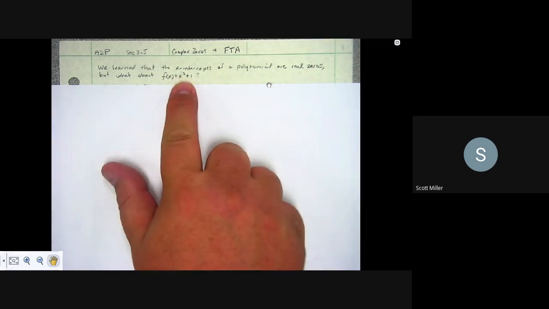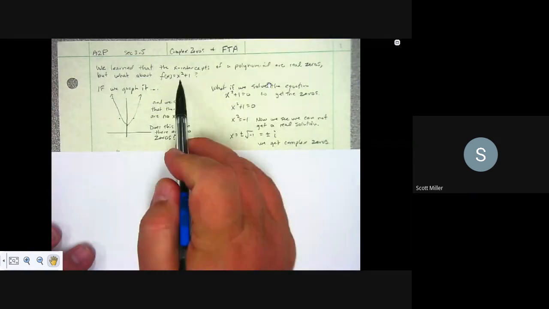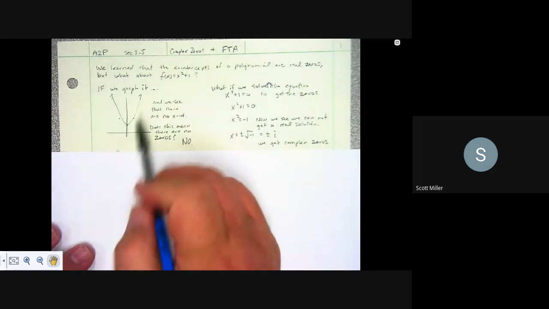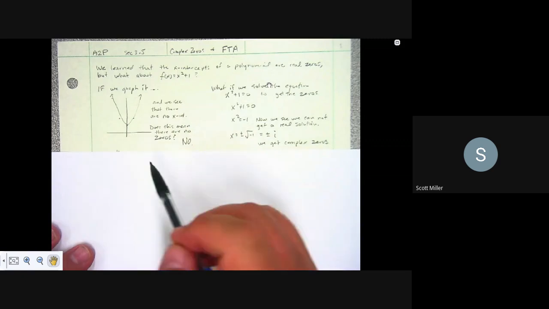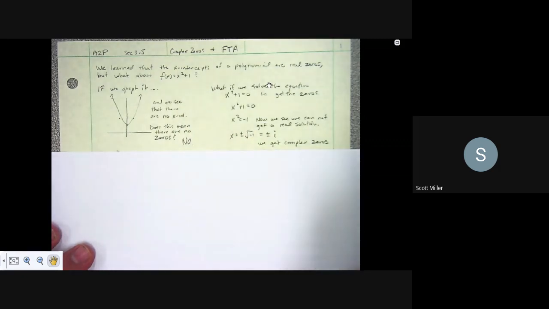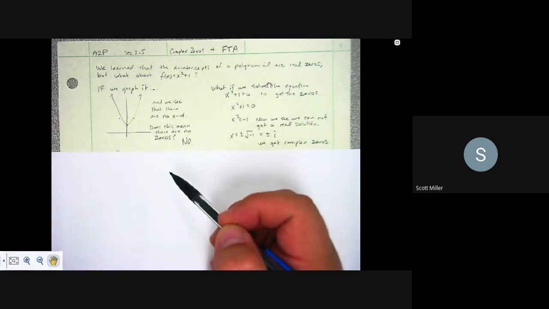We learned that x-intercepts of a polynomial are real zeros, but what about this polynomial, x squared plus 1? What about that one? Well, if we graph it, let's take a look at what's going on. If I graph x squared plus 1, which is just the x squared shifted up 1 unit, you can see that it does not cross the x-axis. There are no x-intercepts here. So the question then is, does this mean there are no zeros? And the answer to that is no, there are zeros.